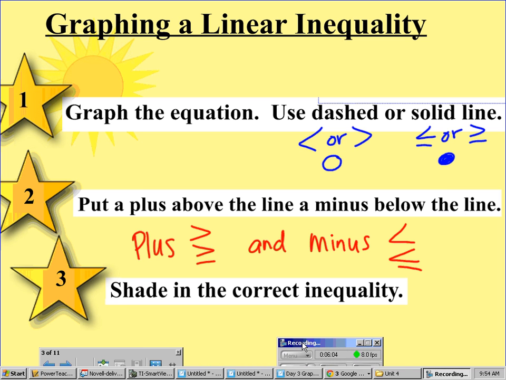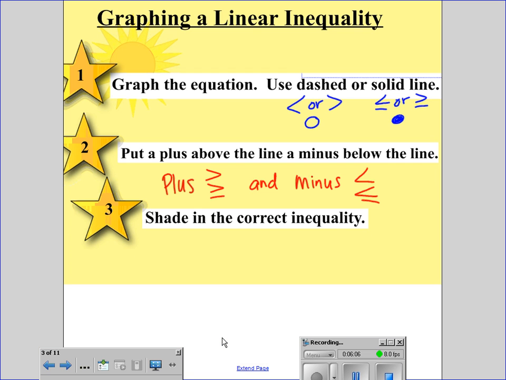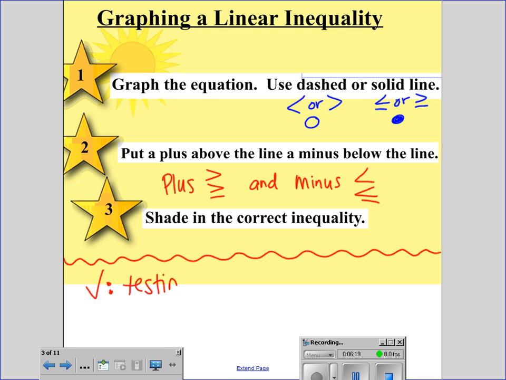Now I also want to take note here that this is not the only way to do it, and once you do it this way, you can always check yourself. The way you check yourself is by testing a point. So you can always choose a point where you shaded.